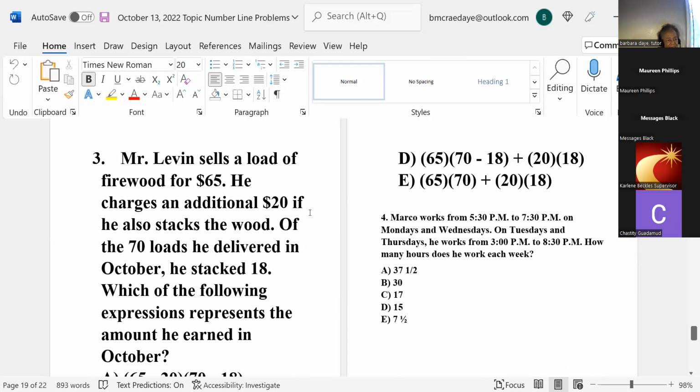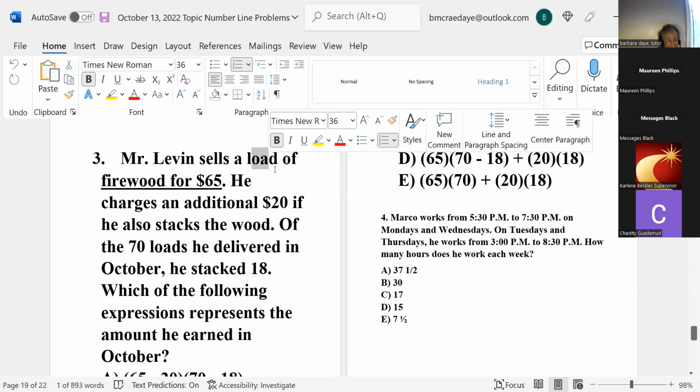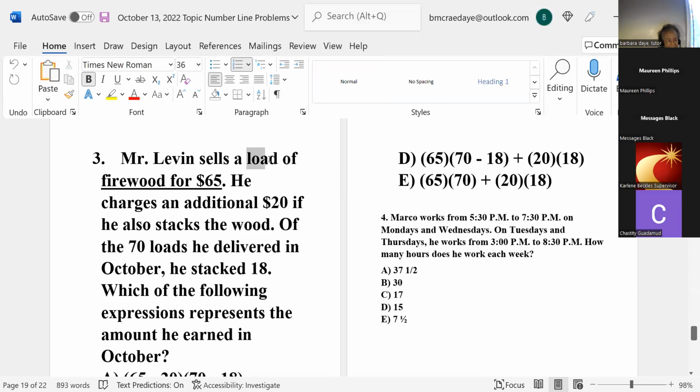Mr. Levin sells a load of firewood for $65. You know you're going to need that, right? He charges an additional $20 if he also stacks the wood. So let's underline that: an additional $20 for stacking. You're going to need that, right?